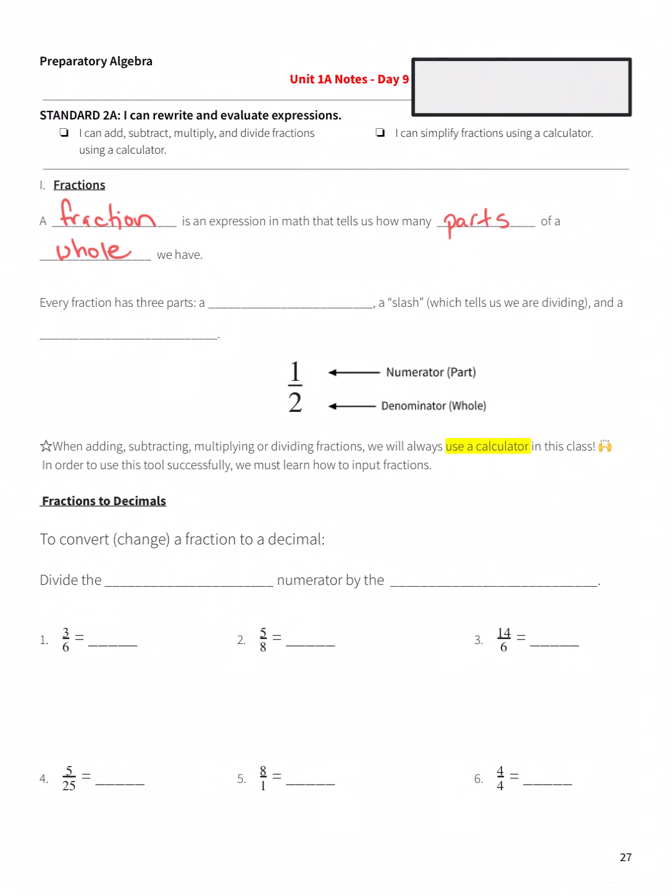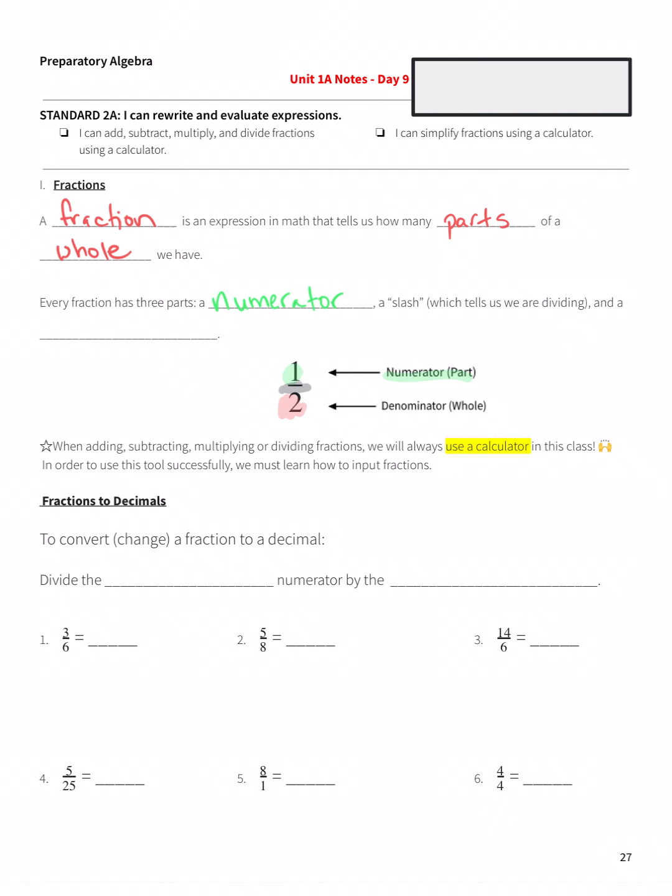All right, so what else about fractions? Well, fractions have 3 parts. The first is the numerator, and the numerator is the part. So let's write that right here. Every fraction has 3 parts: a numerator, a slash, and that tells us what we are dividing. So here we'd be dividing our whole into groups of 2 because our denominator is our whole.